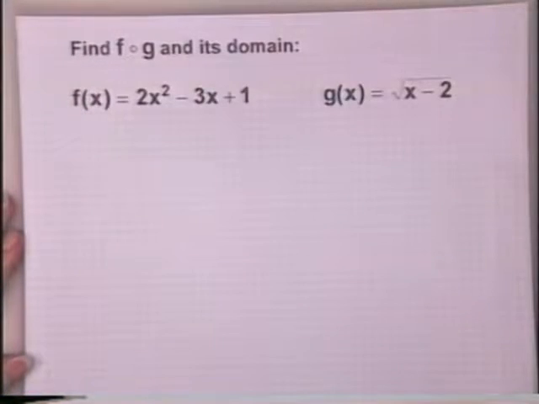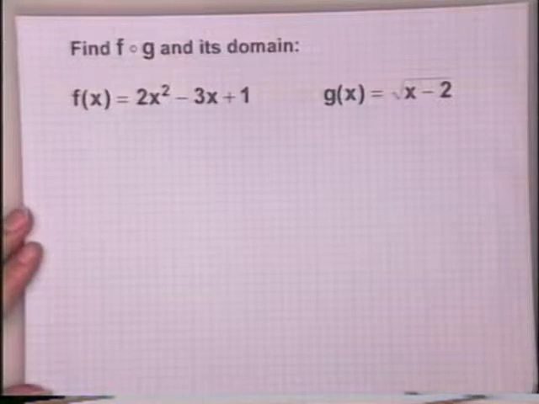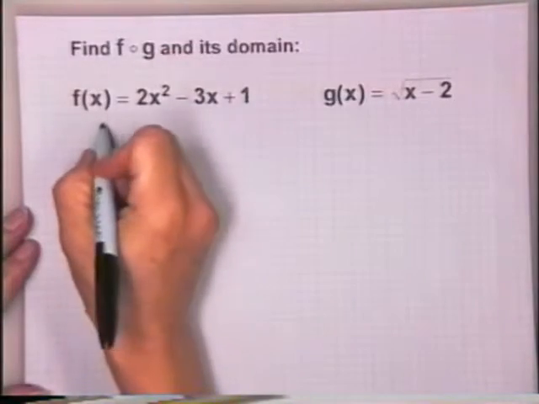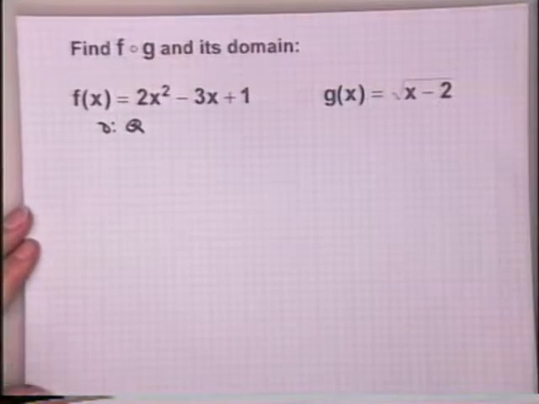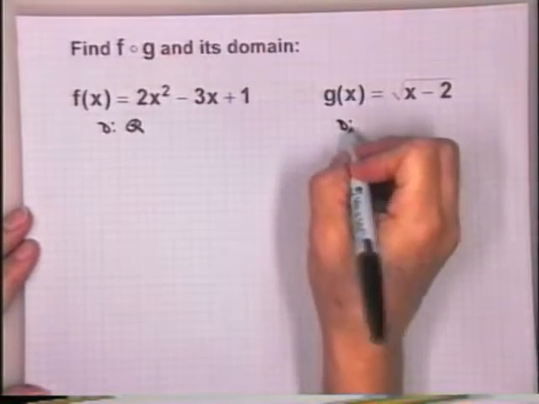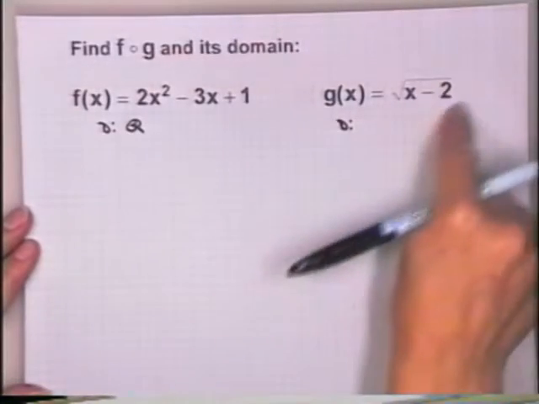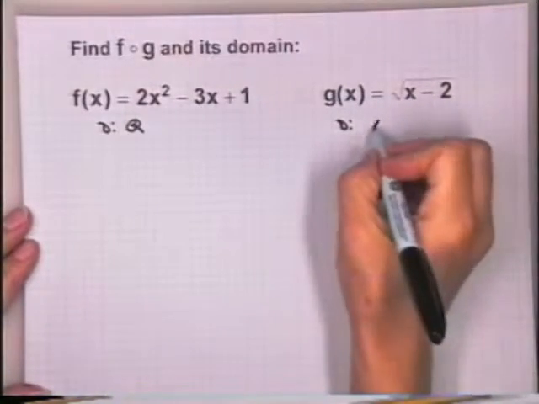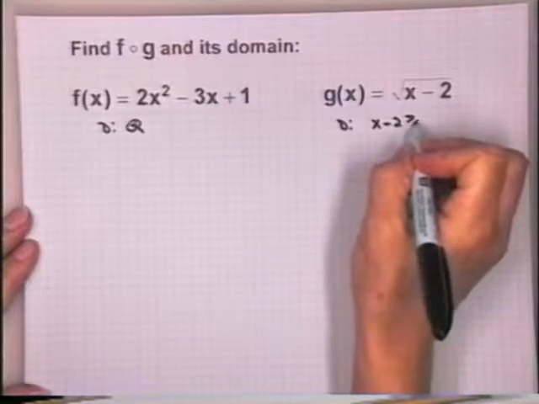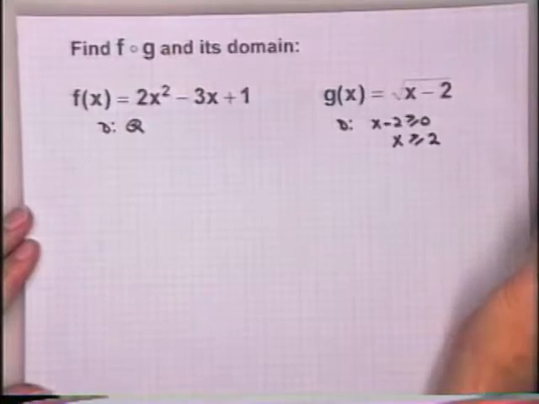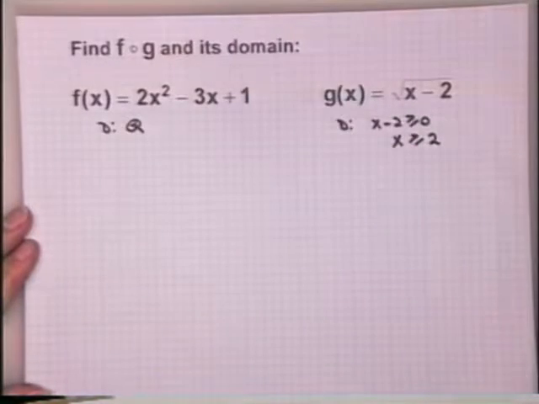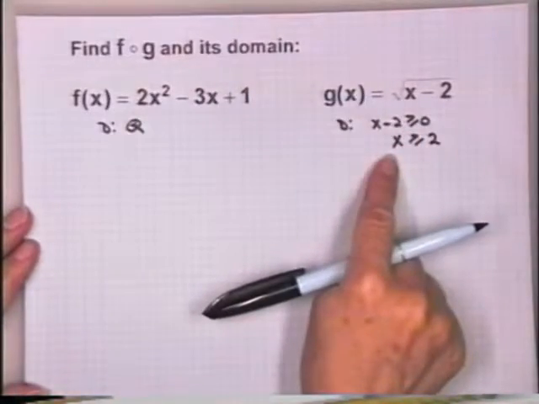Okay, let's look at this one. Find f circle g and its domain. And again, we're given f of x and g of x. Now here, our domain for function f is any real number, isn't it? We can put anything we want to in there. What is our domain for function g? What do we have to be careful of? This can't become negative, can it? So x minus 2 must be greater than or equal to 0, which says x must be greater than or equal to 2. We do have a restriction on function g. I'll come back to these domains in a little bit.